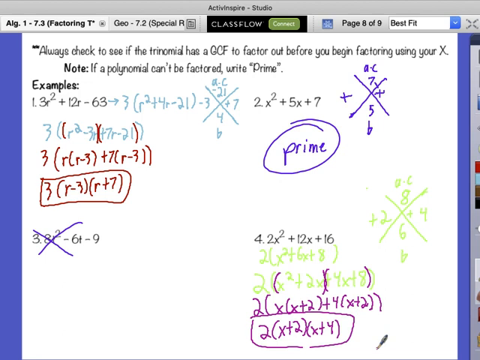Question on that? Yes, Maddox. I got x plus 4 first. Yep, so the order of these 2 doesn't matter, as long as we have our 2 out in front and we do the same thing inside the parentheses. Okay.